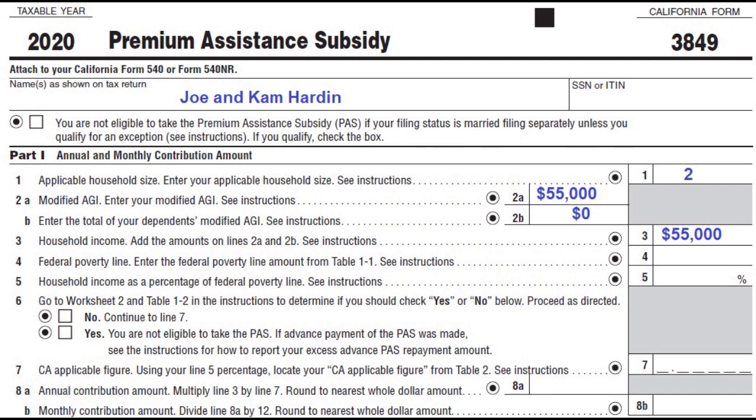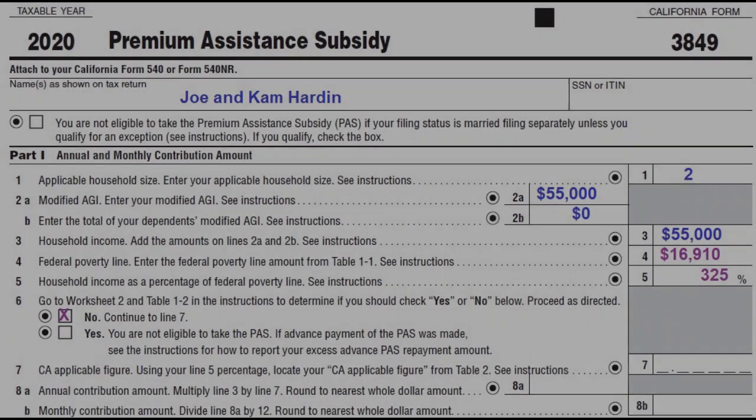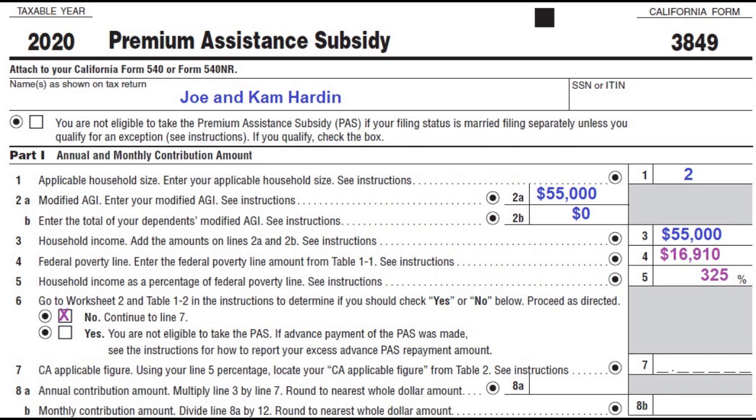In this particular scenario, Joe and Cam estimated their modified adjusted gross income at $55,000. There are just two people in the household and no dependents. They took the $55,000, and the Covered California business rules engine applied the federal poverty level for a household of two in the region, which is $16,910, which turns into a percentage of 325%.